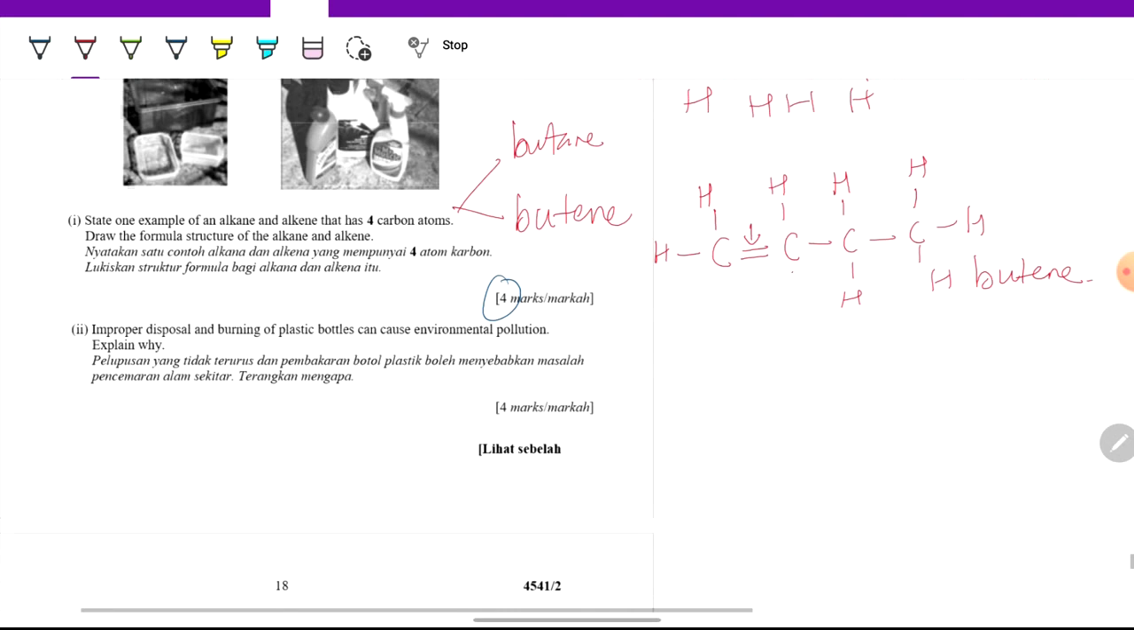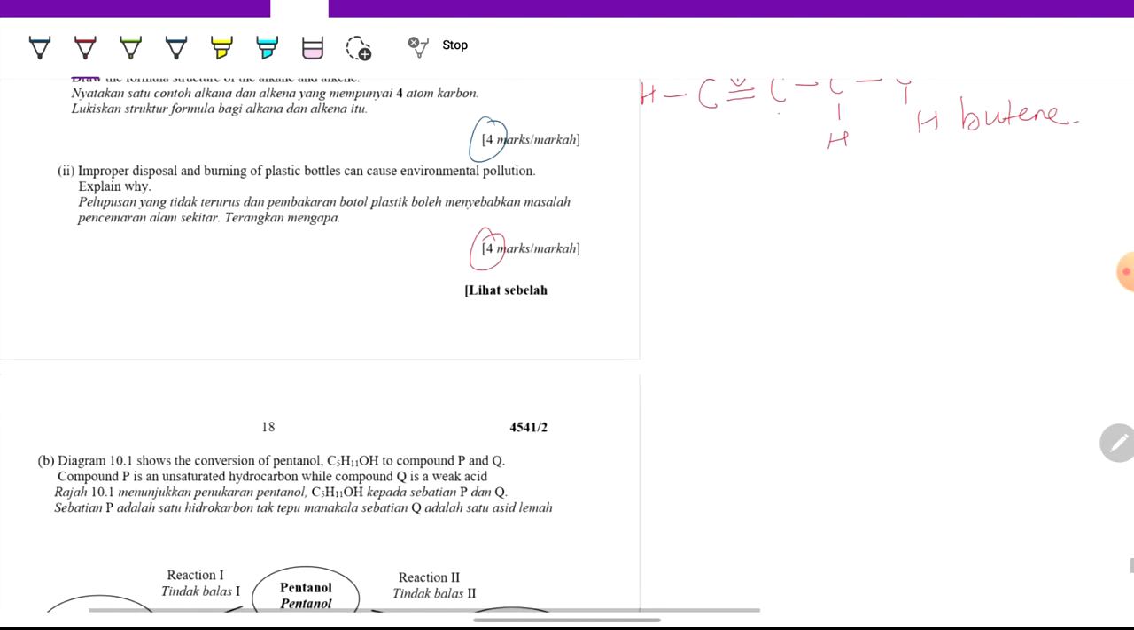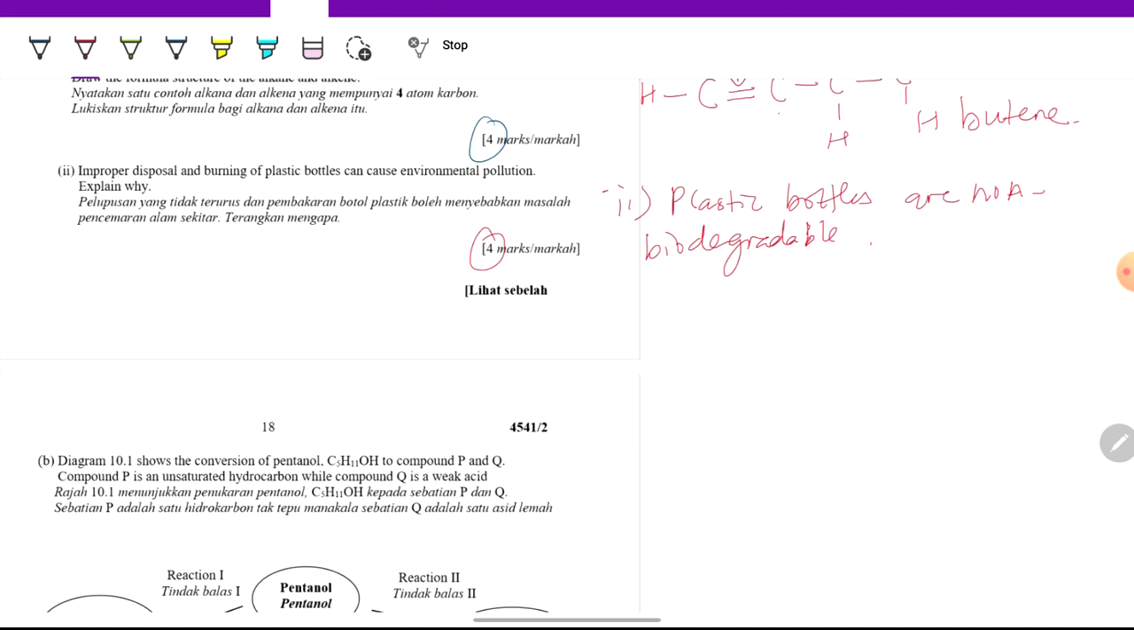Okay, 4 marks. Improper disposal and burning of plastic can cause environmental pollution. Explain why. This one I think is quite popular this year. You can mention, number 1, plastic bottles are non-biodegradable, meaning that they cannot be decomposed by bacteria.